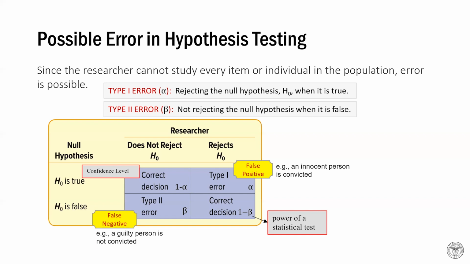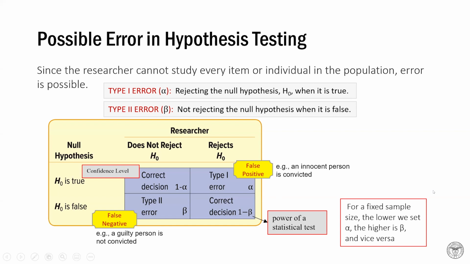For fixed sample size, the lower the significance level or the type 1 error, the higher the type 2 error, and vice versa. As we have discussed, 1 minus alpha is the confidence level. If the null hypothesis is false and we reject it, the probability is equal to 1 minus beta, which is called power of statistical test.